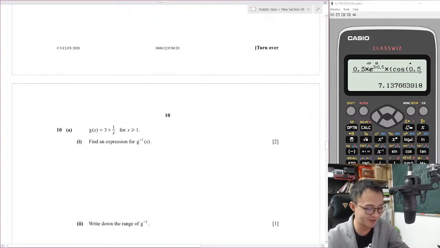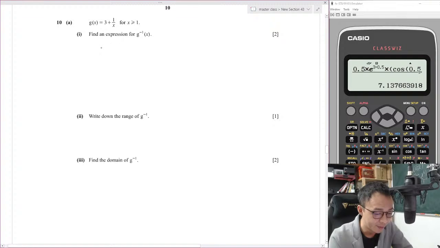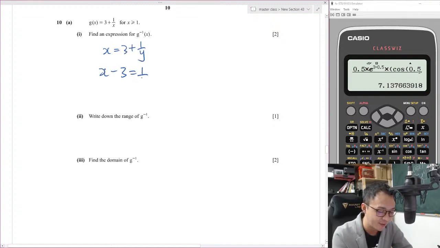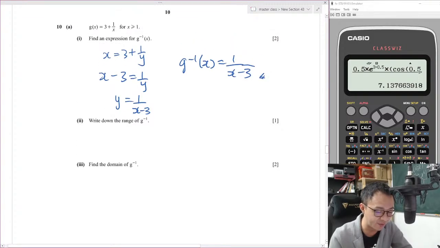Alright, so let's move on to number 10 here. Find an expression for G inverse. So we need to do G inverse here. Depending on how you want to do it, maybe I make this one an x, and then change the x to y. Then I can just make y the subject. So y equals 1 over x minus 3. So G inverse x equals 1 over x minus 3. This one is in your extended math as well, so I don't think you have any problem.